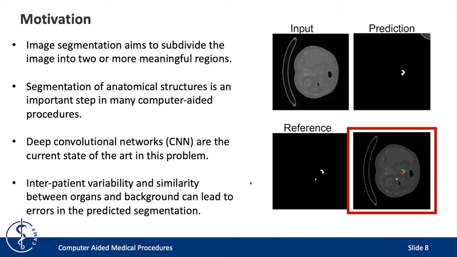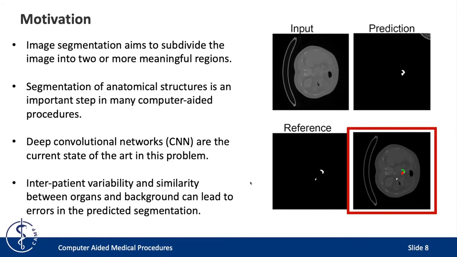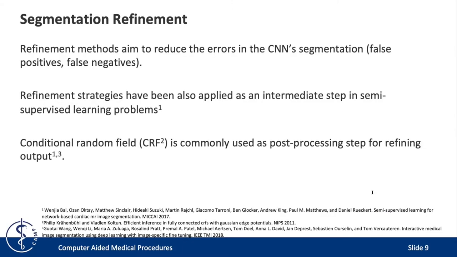So in this regard, it would be beneficial to have some methodologies to try to correct, to refine as well as possible, the output of the convolutional networks. And that's where the segmentation refinement methods come into the scene. Refinement methods in general aim to reduce the errors in the CNN segmentations. We are trying to reduce the number of false positives and false negatives that we obtain during the segmentation process.